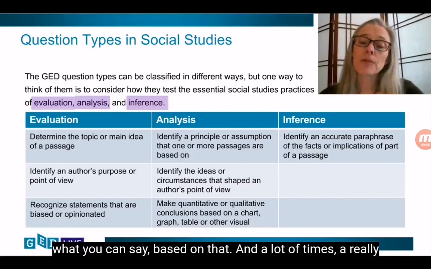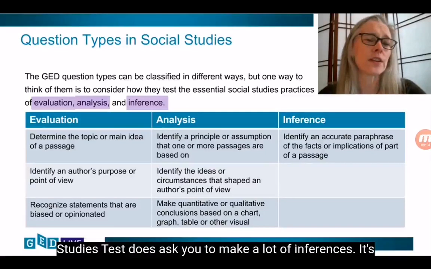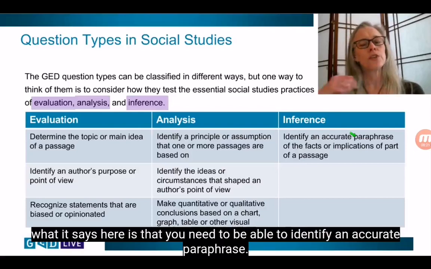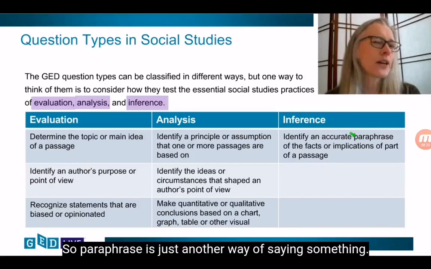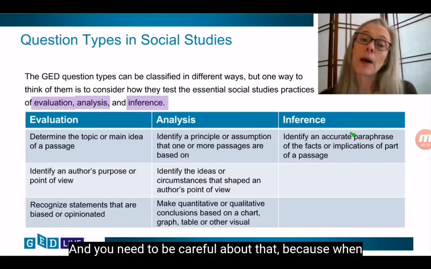And a lot of times a really important skill in inference, and the GED Social Studies test does ask you to make a lot of inferences. It's quite common. And so what it says here is that you need to be able to identify an accurate paraphrase. So paraphrase is just another way of saying something. And you need to be careful about that, right?